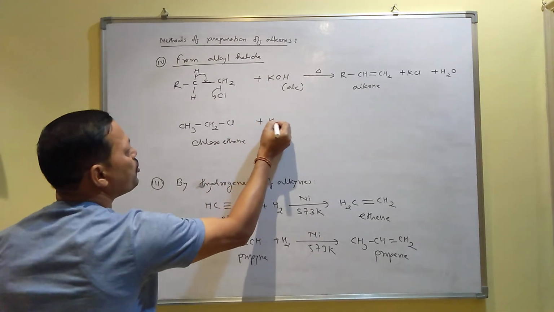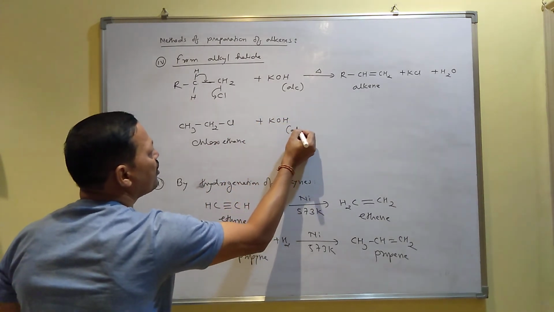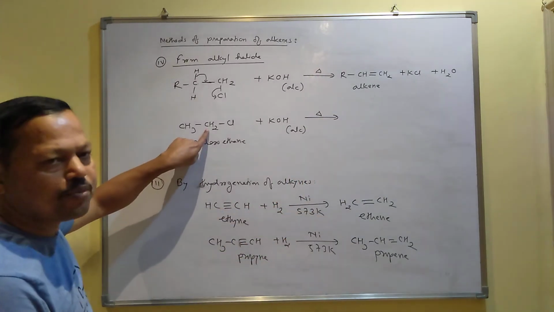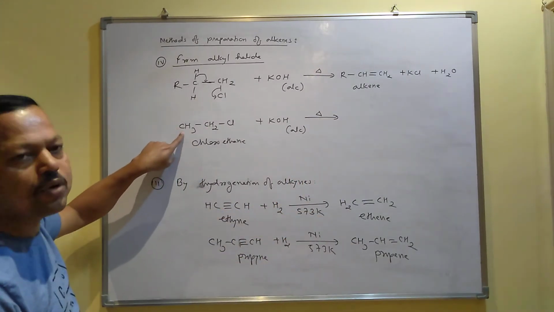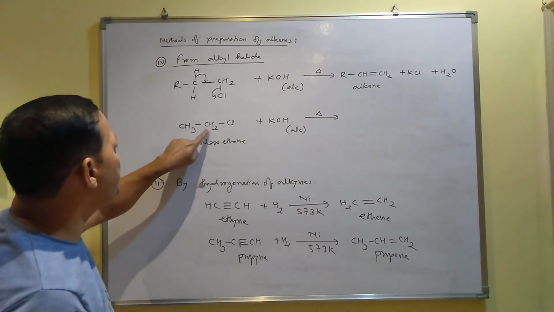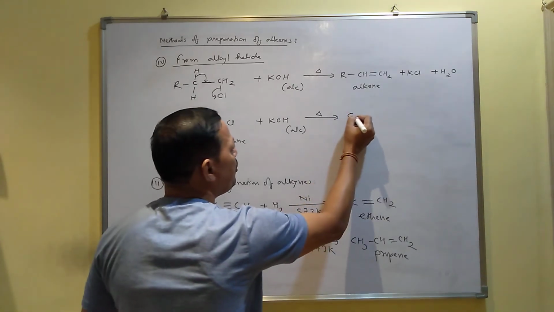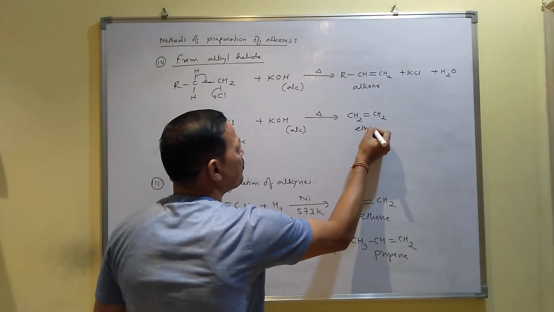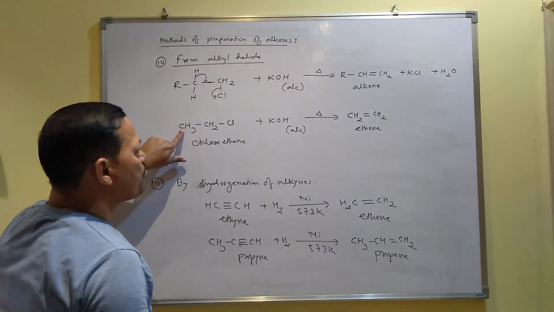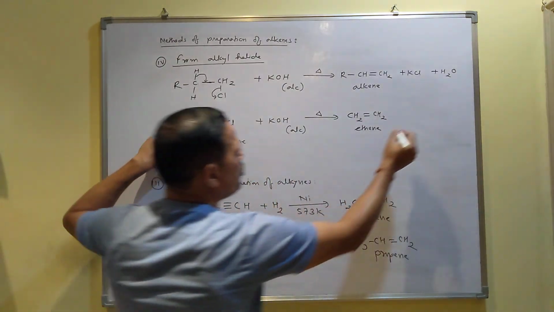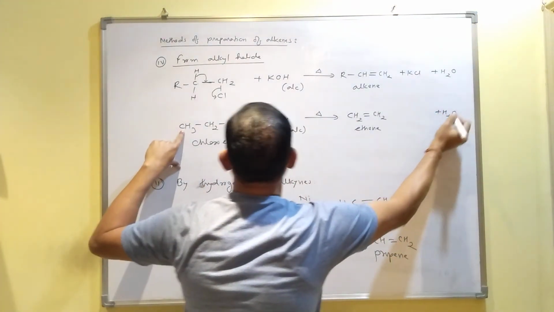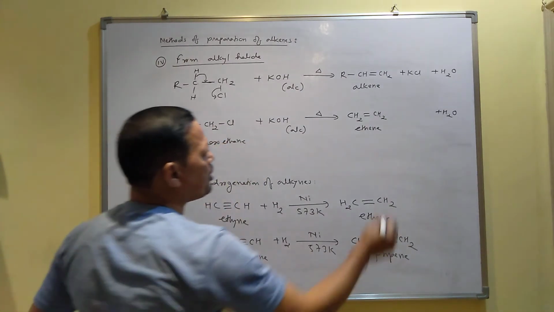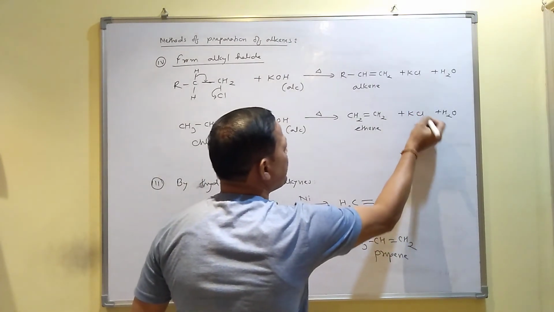When you react with potassium hydroxide alcoholic, then elimination takes place. Chlorine will release from this carbon, and from this carbon one hydrogen will release, and in between the carbons you will get the double bond. I mean you will get the product CH2 double bond CH2, you will get ethene. The hydrogen released from this carbon combines with OH to produce water, and the chlorine released from the compound combines with potassium to produce potassium chloride as the side product.